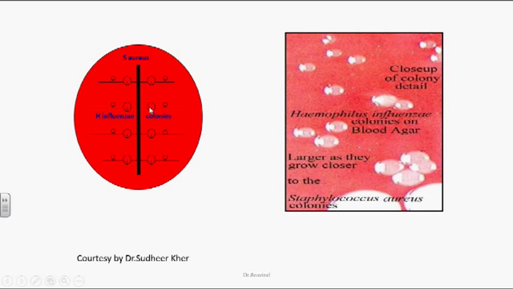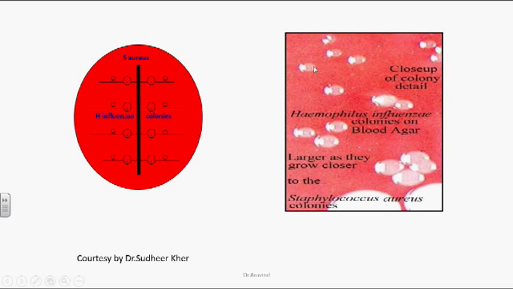This satellite phenomenon occurs adjacent to Staph aureus because Staph aureus is a beta hemolytic organism which can destroy the red blood cells on blood agar culture medium. Whenever it destroys them, the hemoglobin releases hematin and NAD, nicotinamide adenine dinucleotide. So these two things are useful for the growth of H. influenzae. So these organisms always grow as satellite colonies adjacent to the Staph aureus colonies.